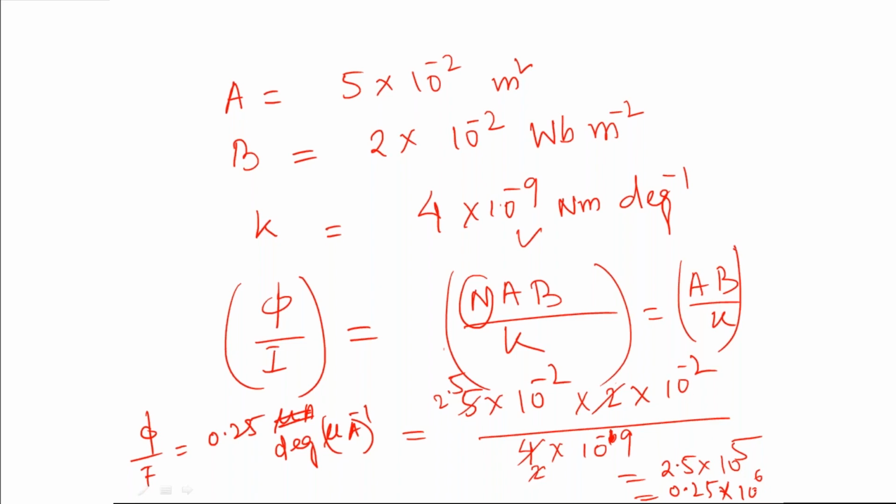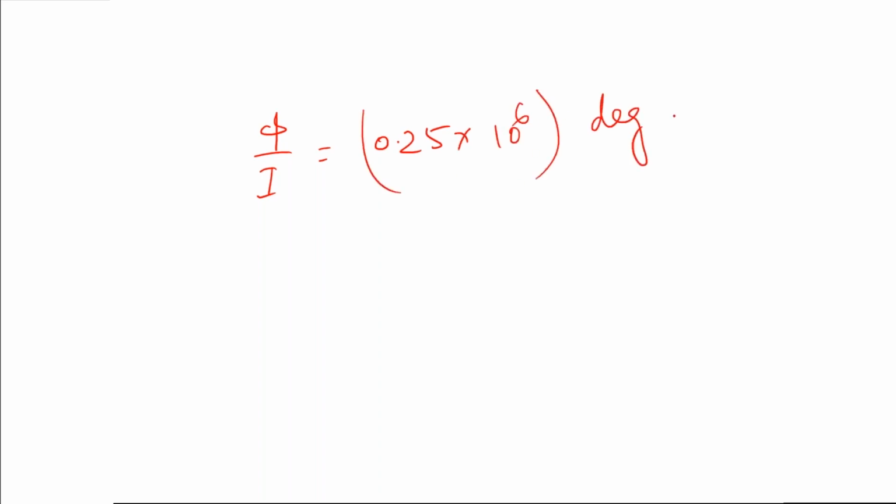Generally, this has a unit of per ampere. So per ampere means, okay, we might be having a doubt over here. I'll just go to the next slide. So what we have got is I by I equal to 0.25 into 10 to the 6. So what is this unit? Actually, degree per ampere.